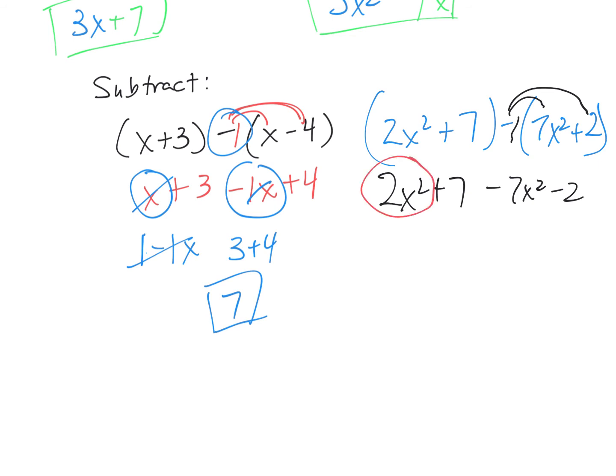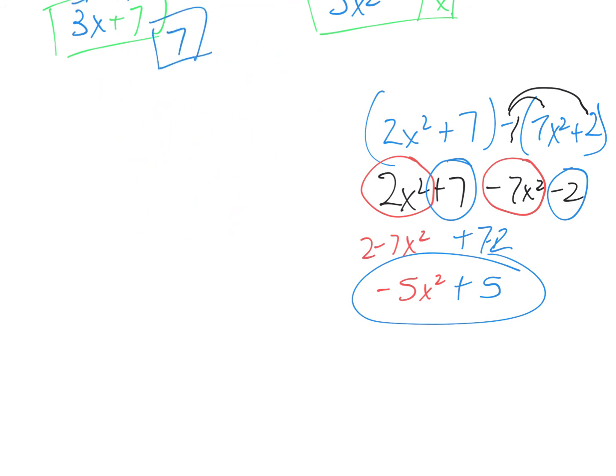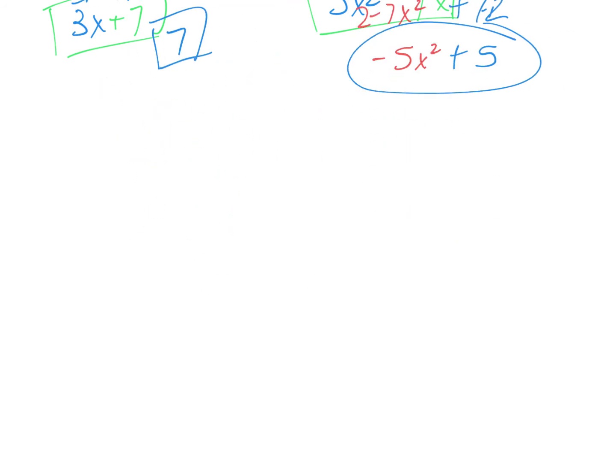Now we're going to match terms. So my x squareds match. So we have 2 minus 7x squared. So we get negative 5x squared. And then I'm going to take my 7 and my negative 2. So I have plus 7 minus 2. And so we get plus 5. And that's my answer. So today, though, we are looking at multiplying. So multiplying is a little different.